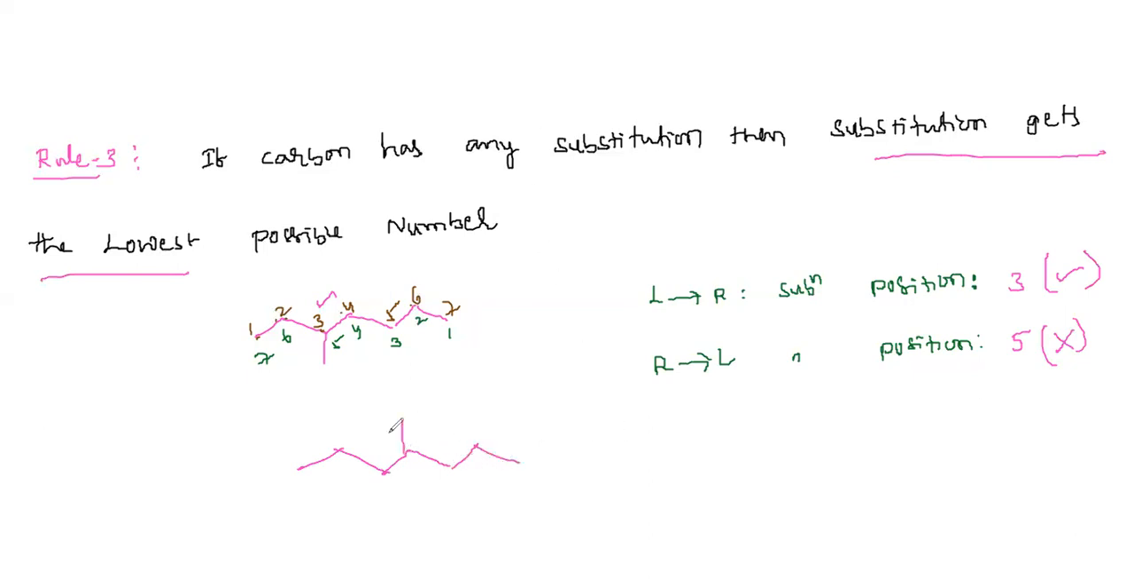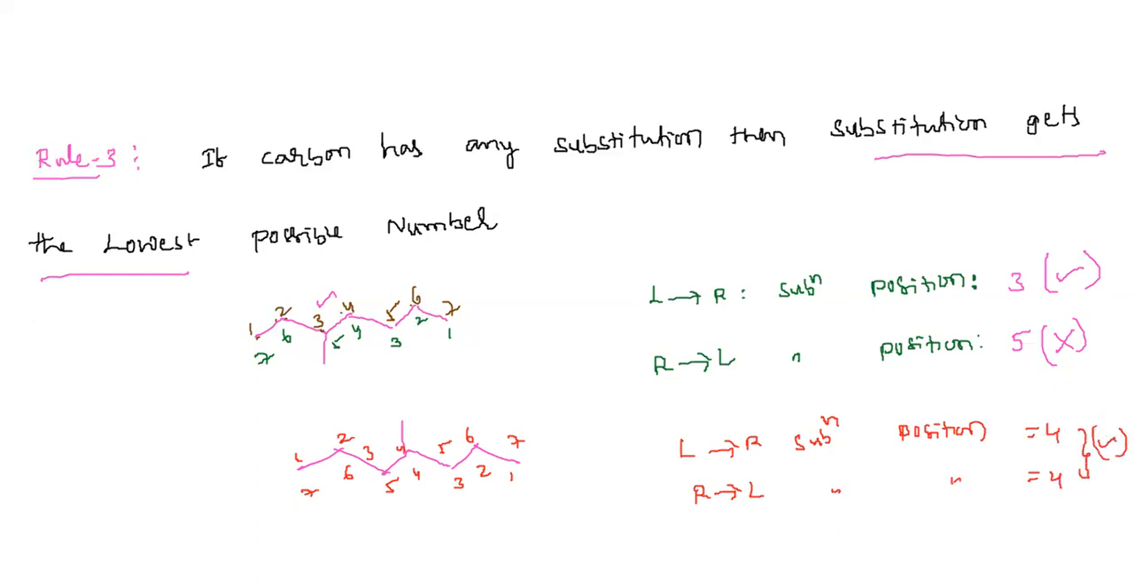For example, in this case, 1, 2, 3, 4, 5, 6, 7; 1, 2, 3, 4, 5, 6, 7. Left to right substitution position, then right to left substitution position, always 4, 4. Go in any direction, both are correct. You have to check which one is the lowest number. For example, I will give another example. This is a question.